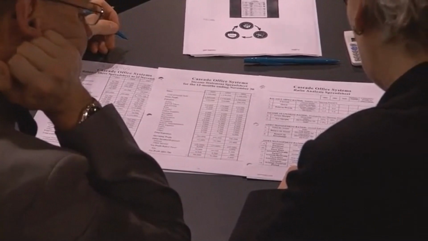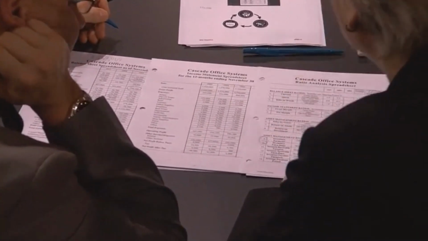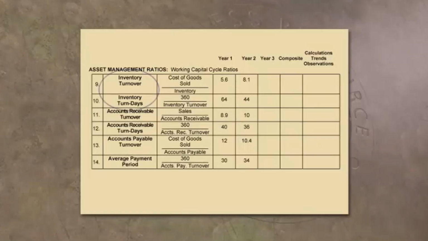9 and 10. So we're measuring in ratio number 9, we're measuring inventory turns. In ratio number 10, we're measuring inventory what? Days. So turns and days. And then 11 and 12, the same thing. Circle them together as a pair. It's receivables turn, receivables days. And 13 and 14, payables turn, payables days. Circle them as a pair, okay?